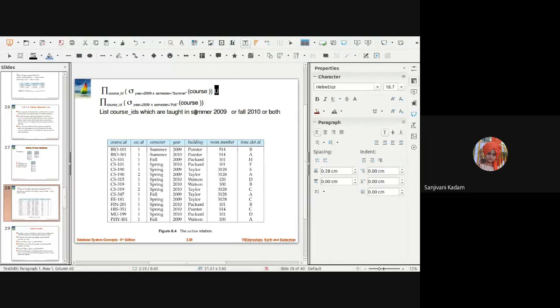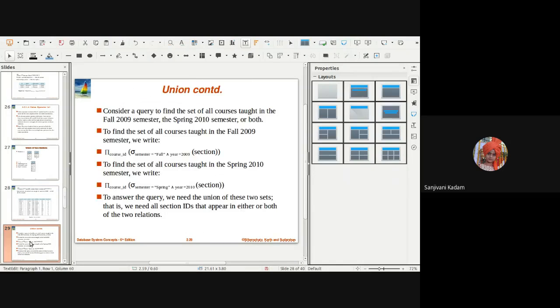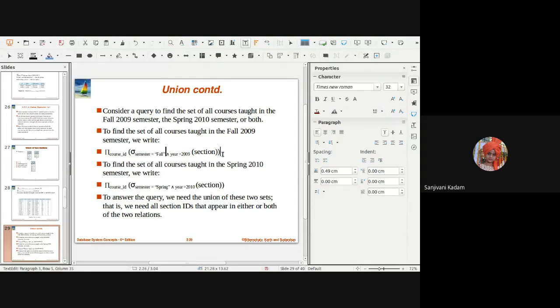Whenever we have an attribute set or conditions which are based on the same type of attributes, we cannot go for AND or OR combinations. In that case, we always prefer to go for the union operation. So let us see what the union operation says. Consider a query to find the set of all courses which are taught in the fall 2009 semester, the spring 2010 semester, or both. Then to find the set of all courses taught in the fall 2009 semester, we will use this query, where we are applying the AND operator and combining.